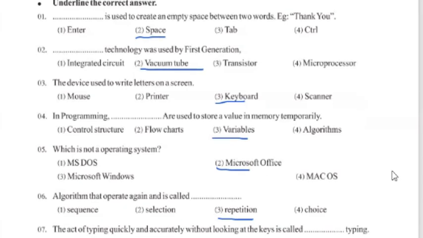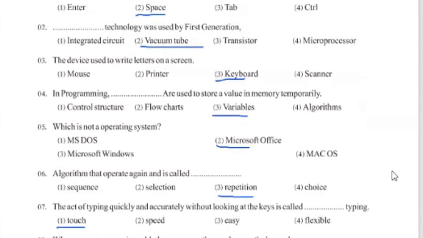Second one, vacuum tube technology was used by the first generation. The integrated circuit was used in the third generation, transistor in the second generation, microprocessor in the fourth generation. The correct answer is vacuum tube.